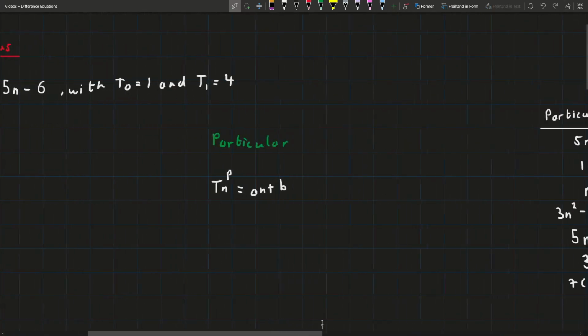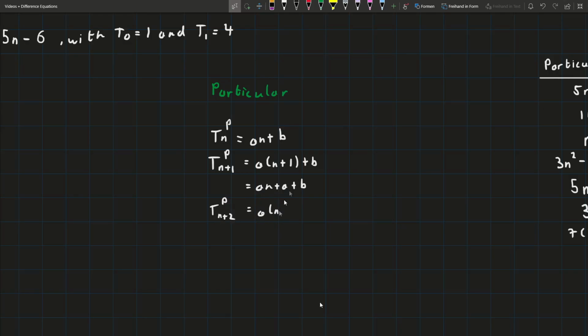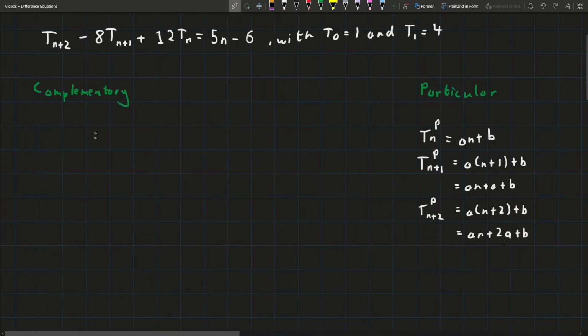So in order to fix that, what we can do is sub in n plus 1 and n plus 2. To figure out what T(n+1) is for our particular solution, we'll have a times (n plus 1) plus b, which is equal to an plus a plus b. And to get T(n+2), we have a times (n plus 2) plus b, which is the same as an plus 2a plus b. Now that we have T(n+1) and T(n+2), we can sub into this.